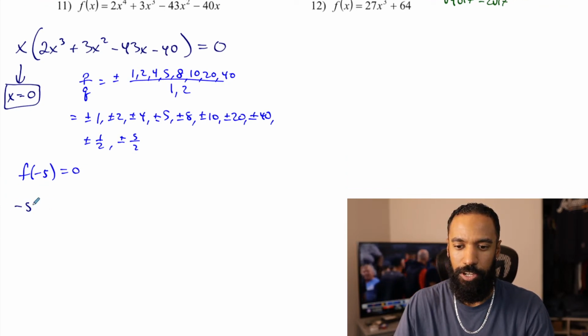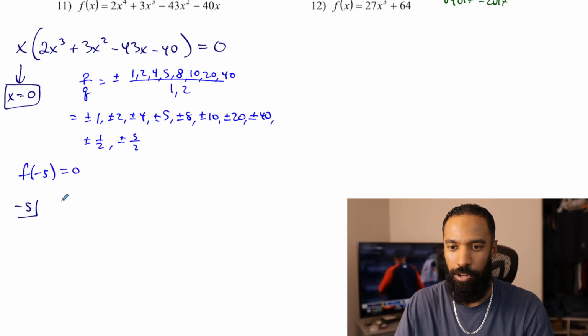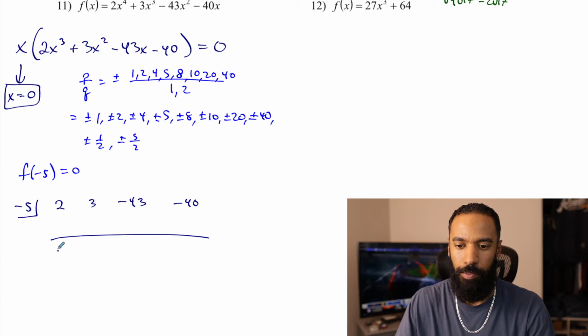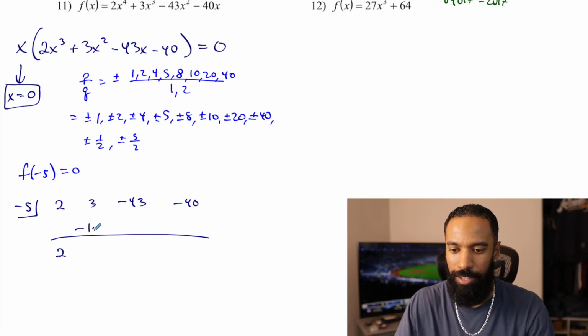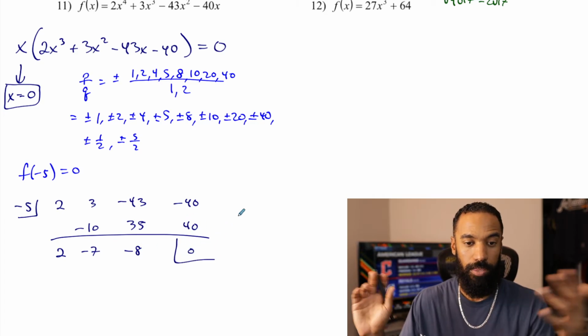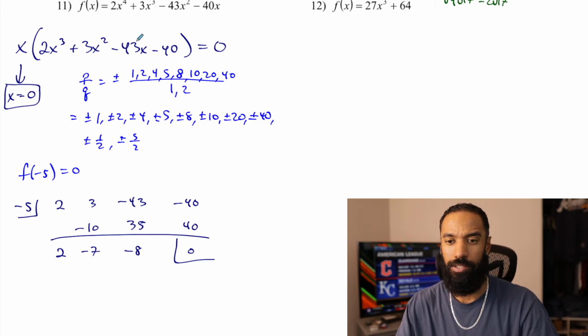All right, synthetic division on this guy right here. Let's see what it also factors down to. I get a 2, a 3, a -43, and a -40. And there we get, and that's what happens when you record this thing live. -10, 35, -40, and 0. But here's the thing. One of the rational solutions has to work. It always does. It just does.